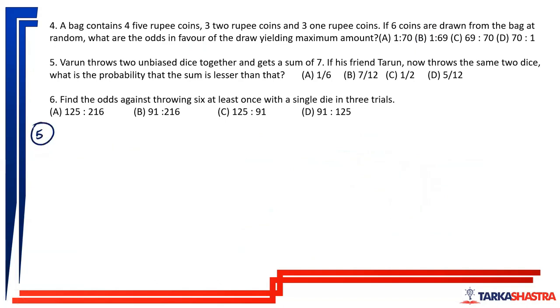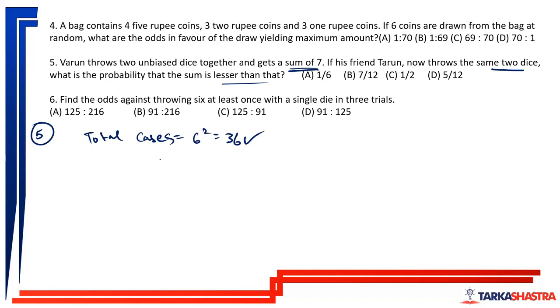Varun throws 2 unbiased dice together and gets a sum of 7. If his friend Tarun now throws the same 2 dice, what is the probability that the sum is less than 7? Now Tarun is throwing the same 2 dice. So total cases will be 6 square, that is 36. Why it is 6 square and 36? It is explained in that basic video.